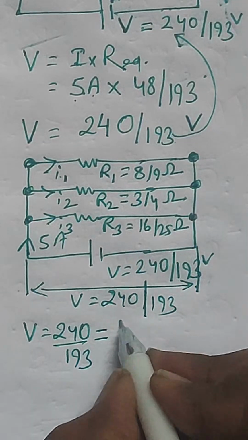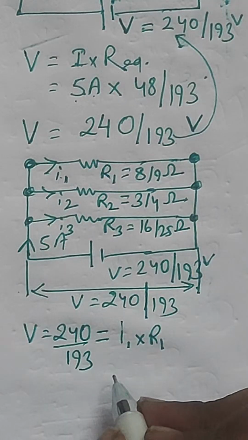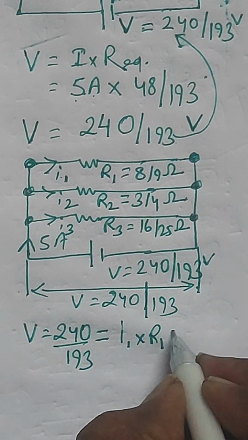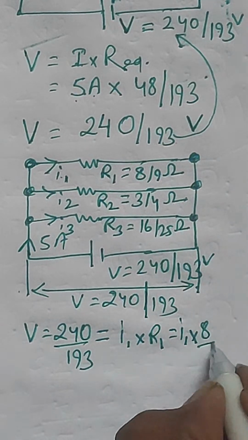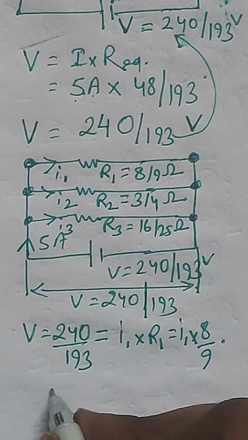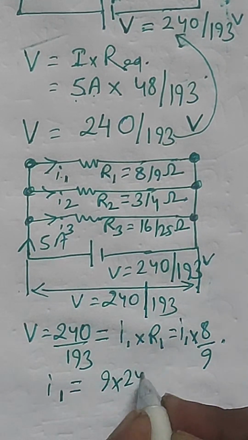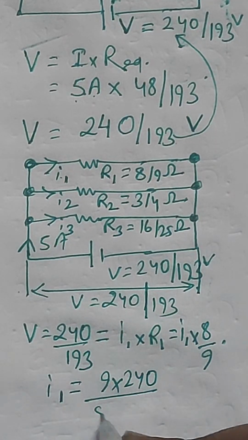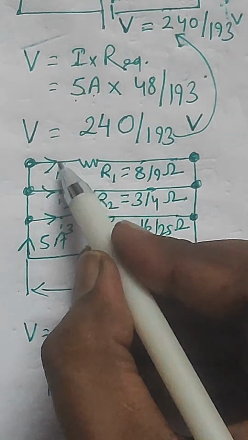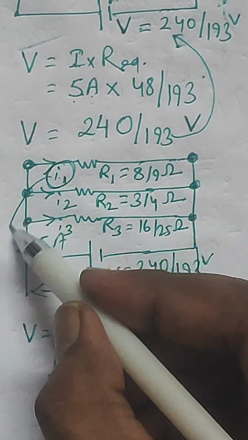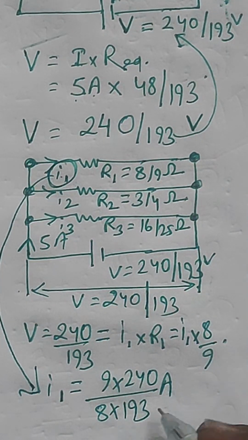So that is I1 into R1. So here we can see, just put up the value of R1. R1 is nothing but 8 by 9, right? So this will give you the value of I1 as 9 into 240 divided by 8 into 193 ampere. So this will be the current I1 as flowing through the first branch, right?